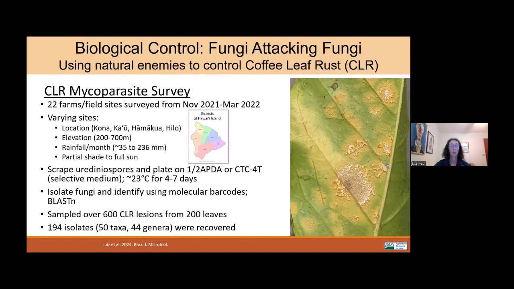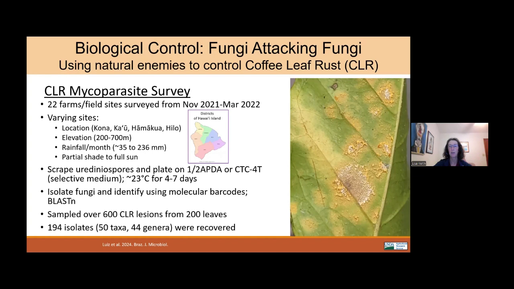And we looked at a variety of locations in the Kona, Kau, Hamakua, and Hilo districts, which is kind of north, south, east, west of the island, varying in elevation from 200 to 700 meters, with a variety of rainfall, virtually none on the west Kona side, to 236 millimeters on our side of the island, the Hilo side. Also, the farms ranged from partial shade to full sun.